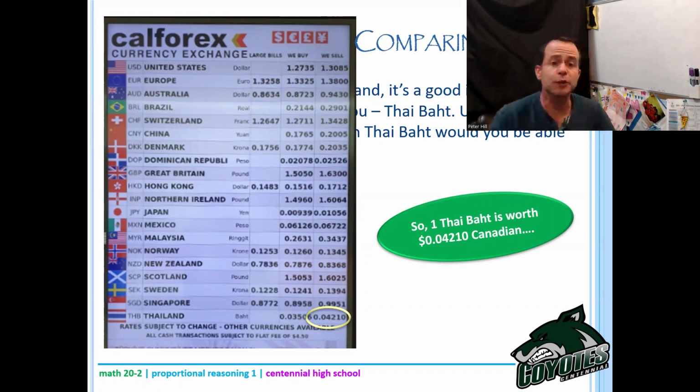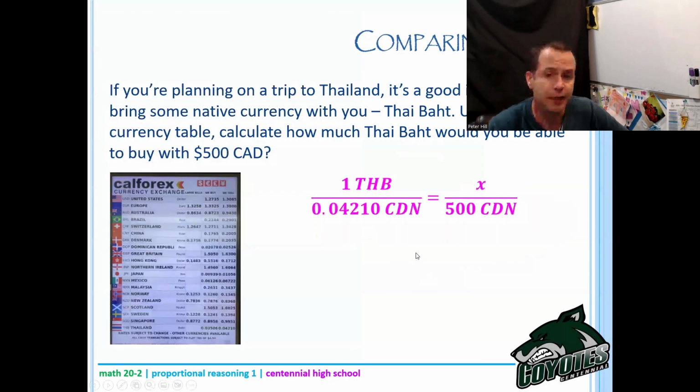As soon as you have a statement like this, one Thai baht is worth 0.04210 Canadian, that is actually your first fraction. You can say one Thai baht on top and 0.04210 Canadian on the bottom. And then you set it equal to the information that you have. Well, you have 500 Canadian dollars.